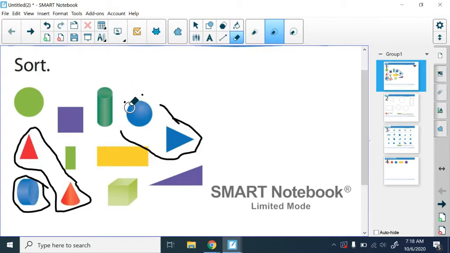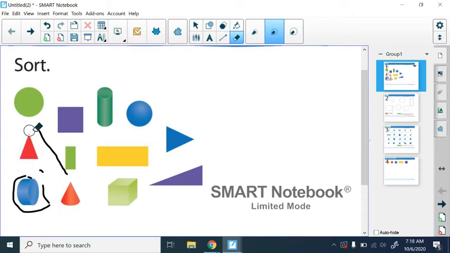Maybe you wanted to sort the shapes by solid and flat shapes. So maybe you would put all of the flat shapes into one group, and maybe you would find all of the solid shapes and put those shapes into one group.